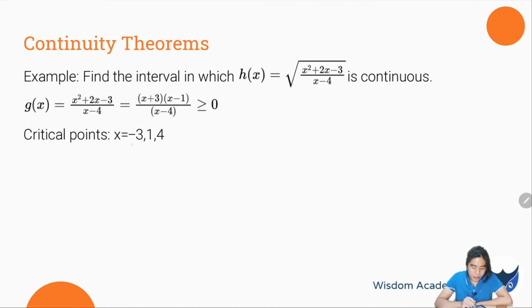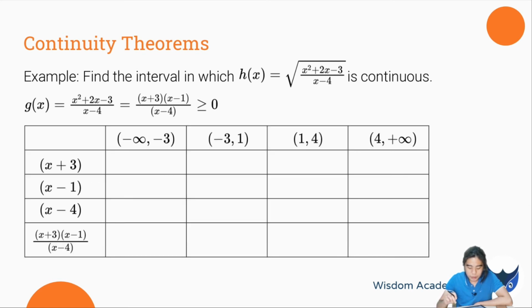And so, critical points is negative 3, 1, and 4. So, at negative 3 and negative 1, value niya is 0. So, pasok si negative 3 and 1. Pero at 4, alam natin na g of x will be undefined. So, hindi siya kasama dito sa range na.